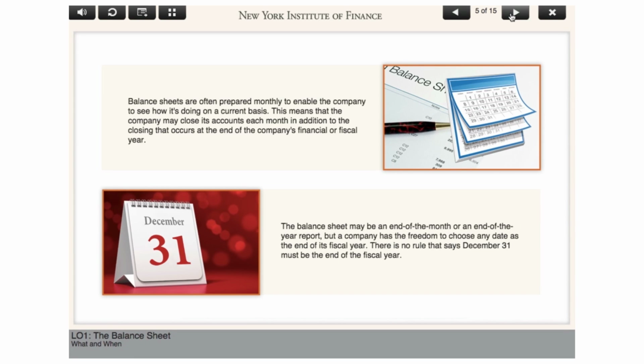Now that you are aware of the meaning of a balance sheet, let's learn how to prepare them. Read on to find out how balance sheets are prepared.